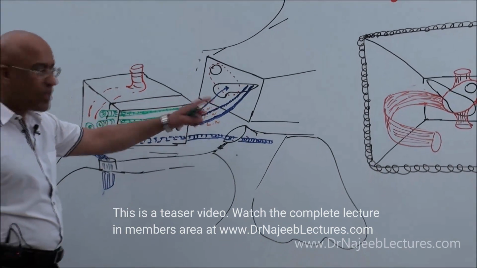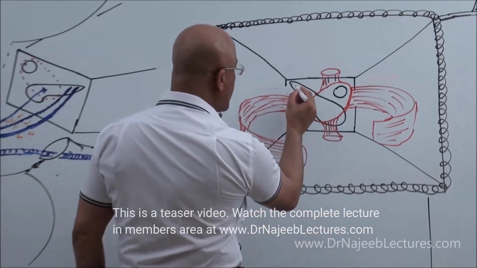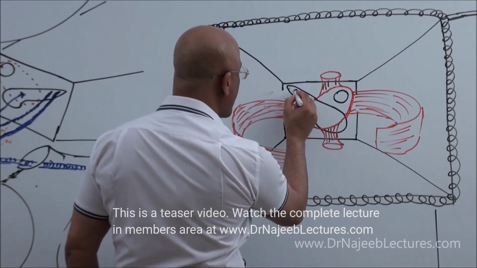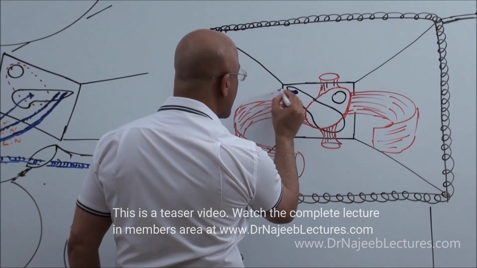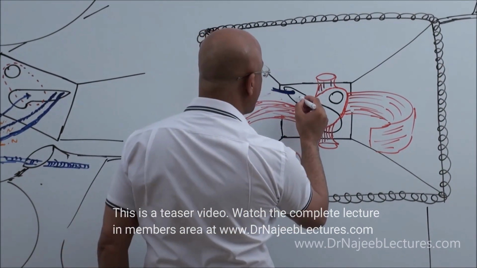Is it clear? Yes. Now if we come over here in this diagram, from here what will emerge? What is emerging from here? Lacrimal nerve. And what is emerging from here?